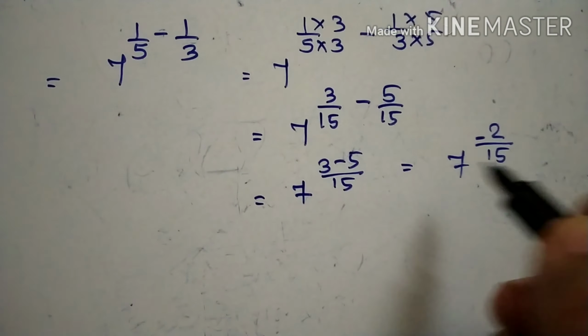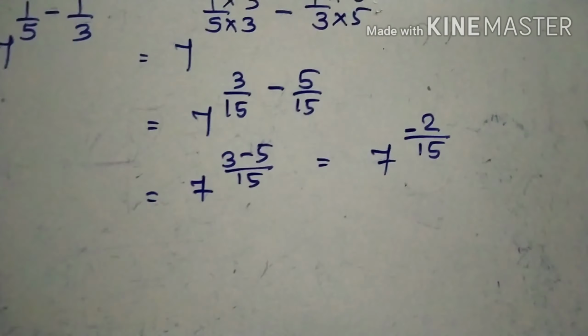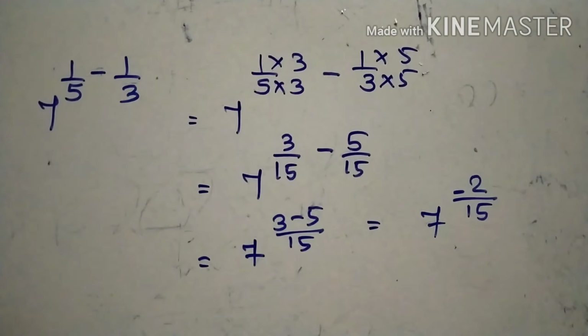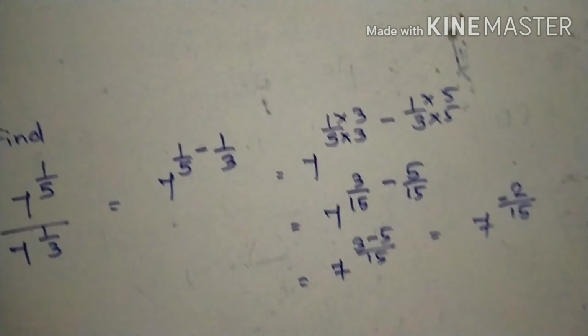Now why is it minus 2? Because the larger number here is 5, and its sign is negative. So it will be minus 2 upon 15.